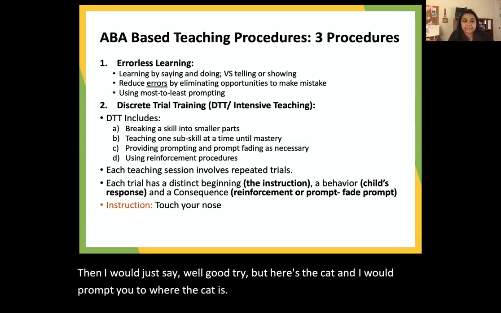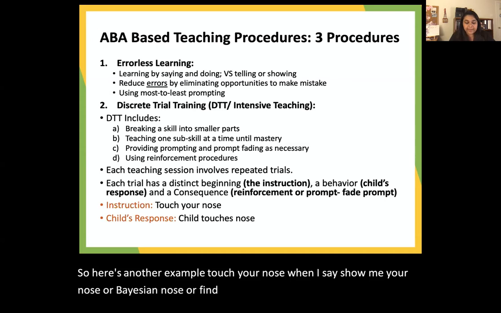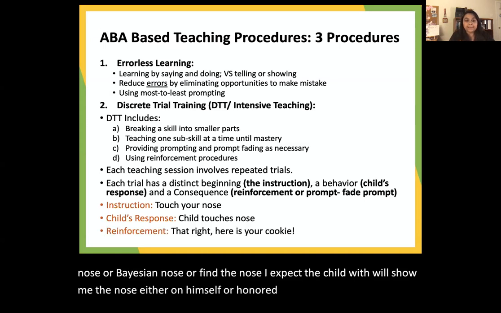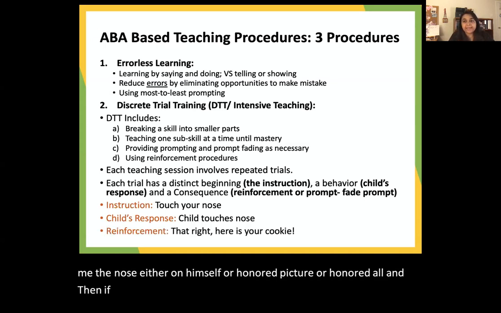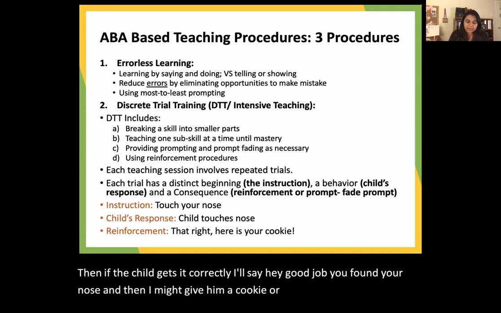So here's another example. Touch your nose. When I say show me your nose, or where is your nose, or find the nose, I expect that the child will show me the nose, either on himself or on a picture or on a doll. And then if the child gets it correctly, I'll say, yay, good job, you found your nose. And then I might give him a cookie, or I might give him a high five or a pat or something like that.